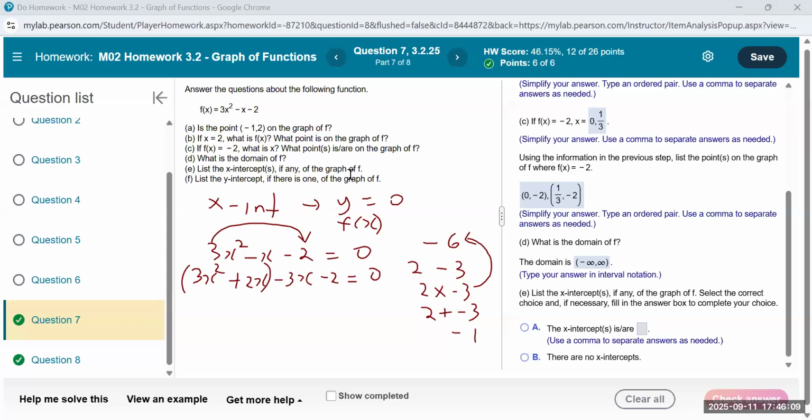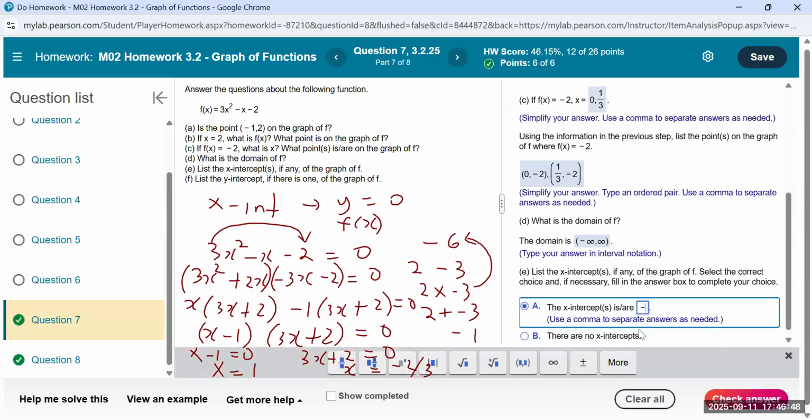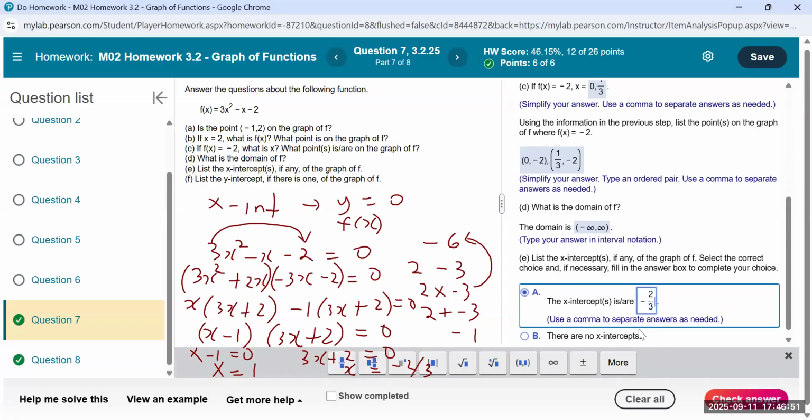And you have to factor by grouping. You pull x out, you have 3x plus 2. Negative 1 out, you have 3x plus 2. So you have x minus 1, 3x plus 2, all equal to 0. So you have to set each of the terms to 0 and find your x. So x is 1, and your x is equal to negative 2 over 3. So the x-intercepts we have are negative 2 over 3, and then positive 1.